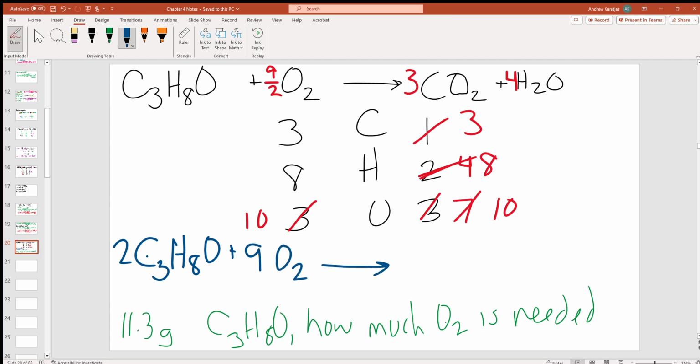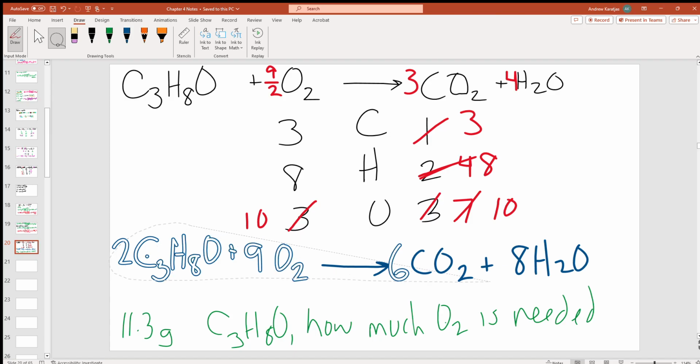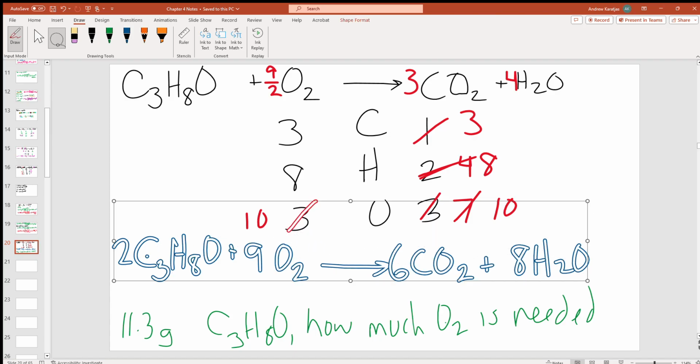And as long as we've done everything correctly, it shouldn't change the fact that our equation is balanced. All right, now that we've done that piece, we can go ahead and do our stoichiometric calculations. So I'm just going to grab this and we'll bring it over to the next page.